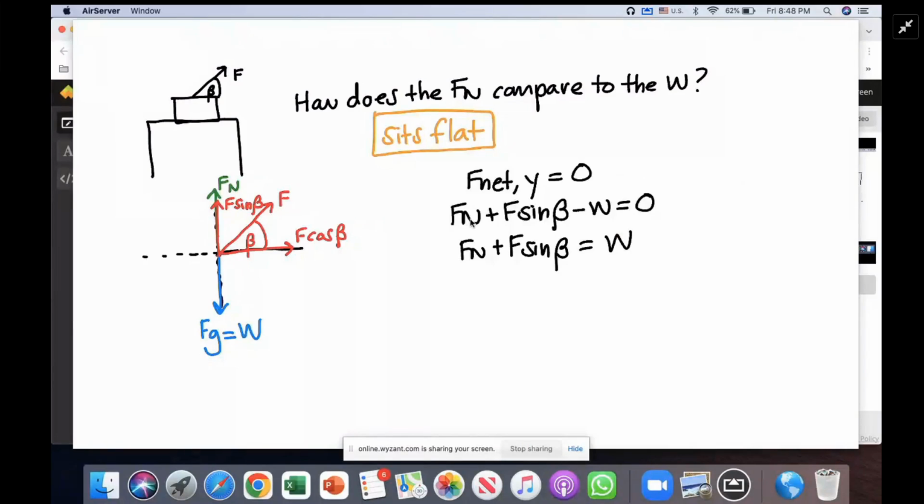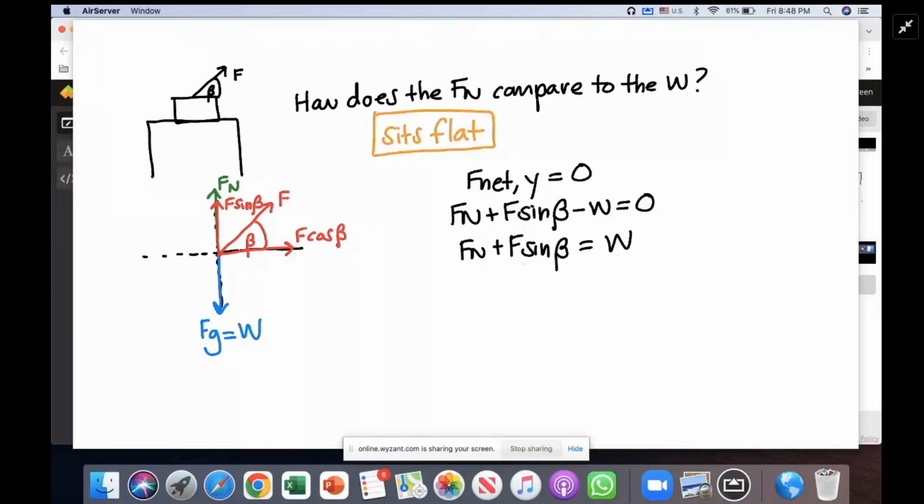All right, so how does the normal force compare to the weight? Well, we can see that the normal force plus this additional component equals the weight. So that tells me that the normal force has to be less than the weight. Because if it's more than the weight, then the left-hand side of the equation won't equal the right-hand side, right? If the normal force is more than the weight, then the left-hand side would be larger than the right-hand side.